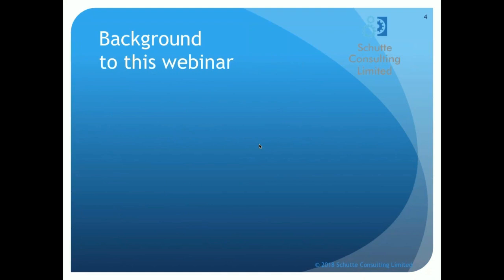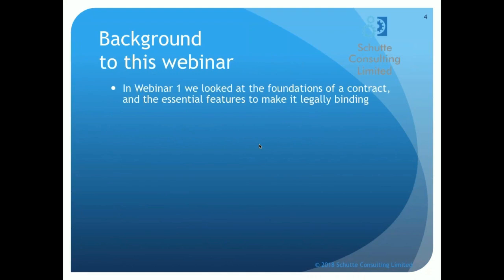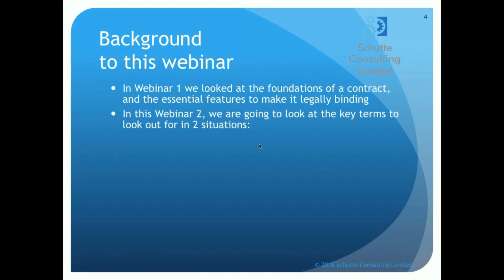Okay, let's have a quick look at the background to this webinar. So in webinar 1, for those of you who attended that or who have listened to it since, we looked at the foundations of a contract and all those essential features that a contract needs in order to make it a contract and to make it legally binding. In this webinar 2, we're going to evolve that concept, and we're going to look at the terms of the contract itself. And those really arise in two situations. One is where you're drafting a contract yourself or getting help to draft a contract.